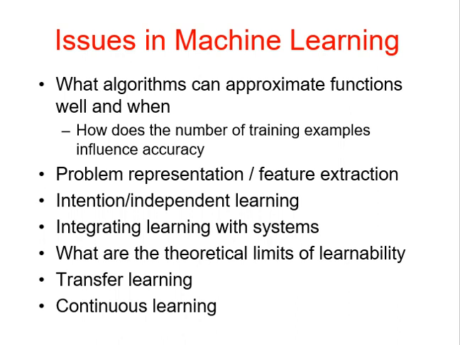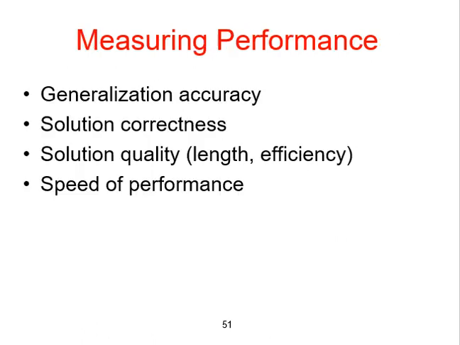There can be some issues in machine learning. Let us see. The issues in machine learning are problem representation or feature extraction, integrating learning with systems, and then transfer learning and continuous learning. Usually, feature extraction is defined as extracting the particular property of a given picture or data set. So this is considered an issue in machine learning, because while extracting we will have a bias which will be considered an error in machine learning. And now let's see about measuring performance.